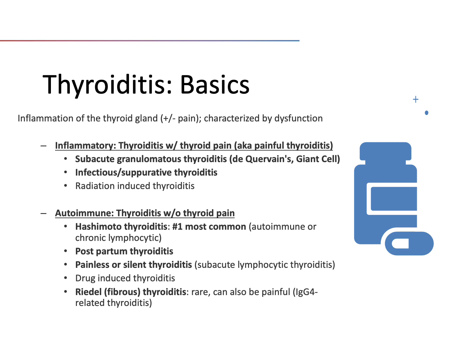So autoimmune thyroiditis, and these are often referred to as painless thyroiditis. Hashimoto's thyroiditis is by far the most common form of autoimmune thyroiditis. It's also referred to as autoimmune or chronic lymphocytic thyroiditis because there is lymphocytic infiltration of the thyroid gland. Included is postpartum thyroiditis and painless or silent thyroiditis.